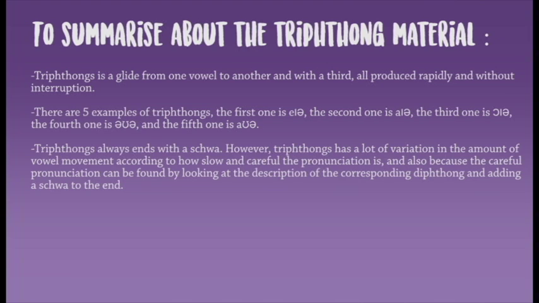Triphthongs always end with a schwa. However, they have a lot of variation in the amount of vowel movement according to how slow and careful the pronunciation is, and the careful pronunciation can be found by looking at the description of the corresponding diphthong and adding a schwa to the end.